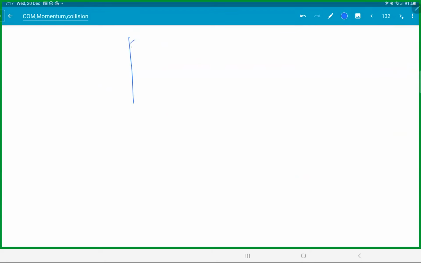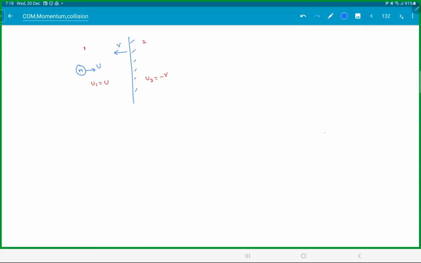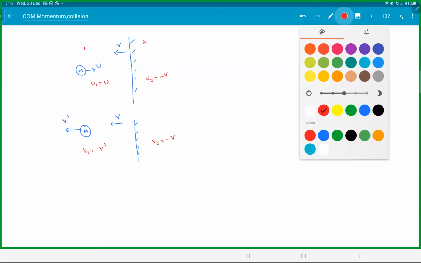So here the two systems are the wall and the ball. So choose something first of all. Decide who is 1 and who is 2. If I say this is 1 and this is 2, here u1 is u, u2 is minus v. The wall is going this way. After collision, let this guy go this way with v dash. The wall will continue with v. So V1 is minus V dash and V2 is minus V. That's it. If you're just careful with the signs, you get the answer.